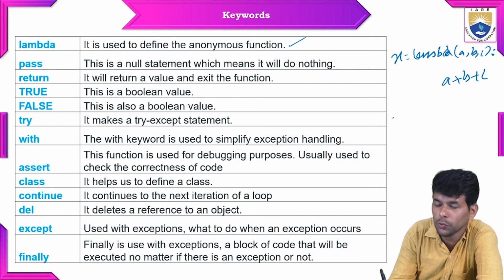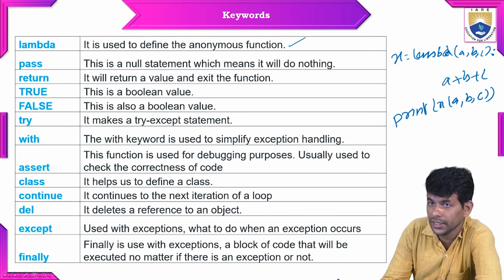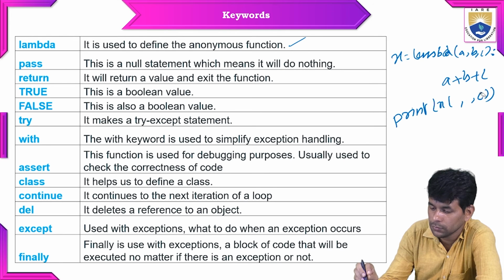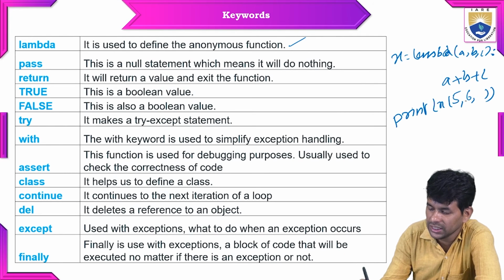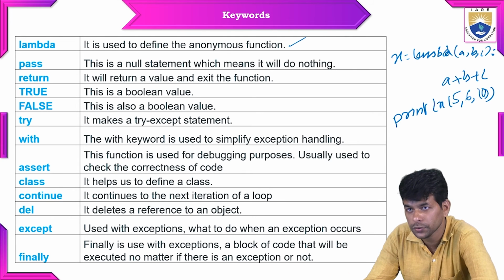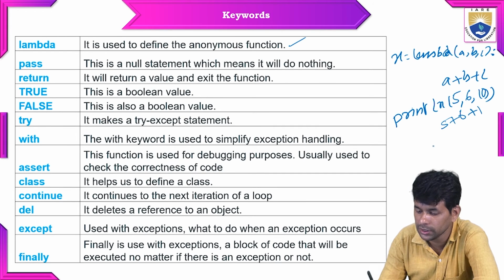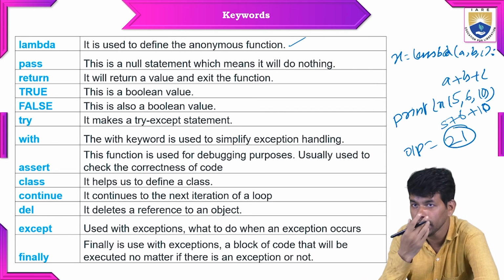Next, what I am doing here is printing x of a, b, c. What will it give? Very simple. If I give x of 5, 6, 10, I am giving three values. Then the output is 5 plus 6 is 11, 11 plus 10, the total output is 21.